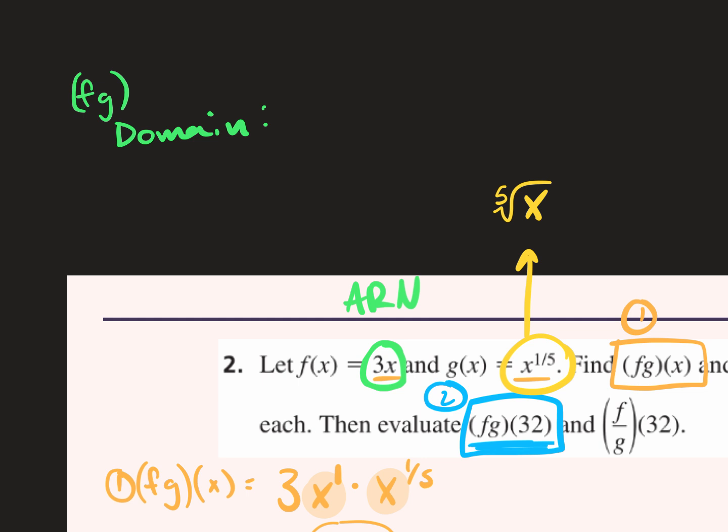So what's my domain here? All real numbers. Awesome. What overlaps between these two domains? Everything. So what would my domain of the whole f times g be? All real numbers. So because they are both all real numbers, the domain of the whole thing is all real numbers.